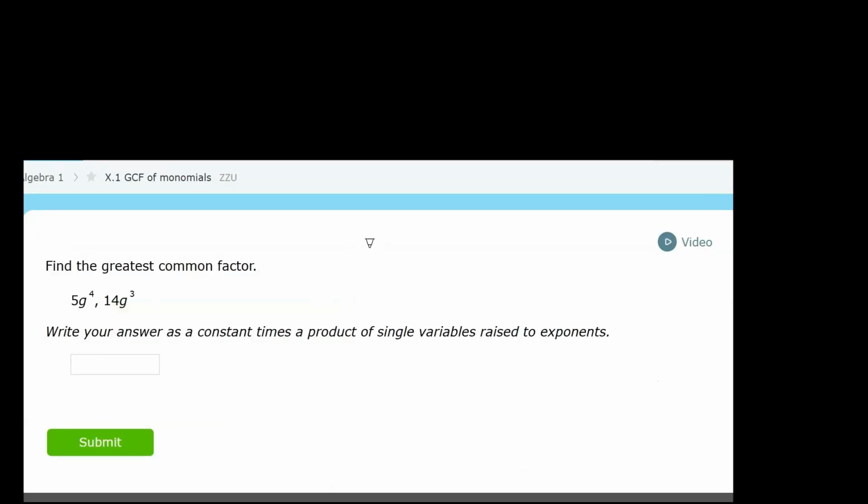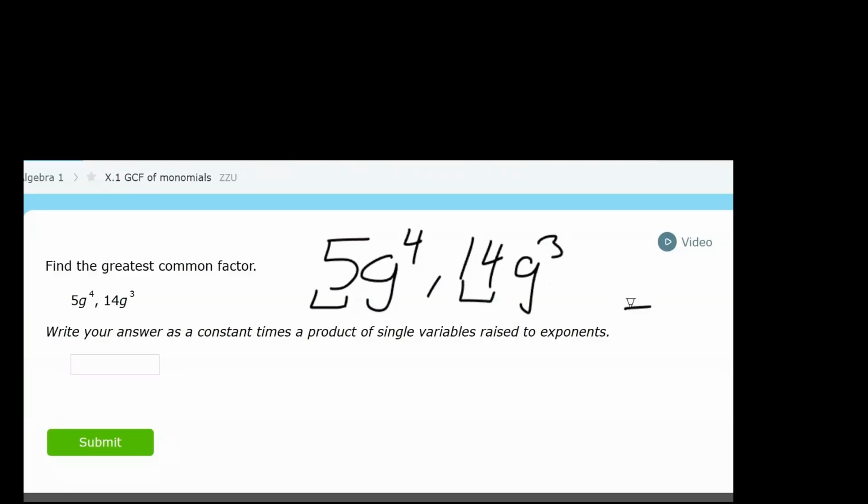Here's another problem. This time we have 5g to the 4th and 14g to the 3rd. Again, we're going to look at the number component first. 5 is just a prime number, so the only things that divide into it are 5 and 1. 14 can be broken down into 7 and 2. And 7 and 2 can't be broken down anymore, so we'll leave it at that.